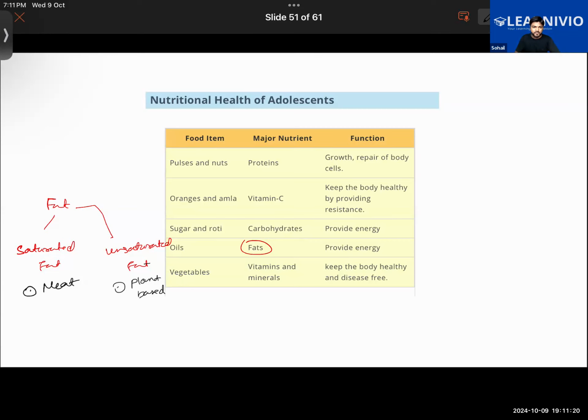Yes. More energy. In fact, it provides 4 times more energy than the carbohydrates. Vegetables are a good source of vitamins and minerals, and they keep our body healthy and free from disease. Can you guys mention some of the important vitamins?